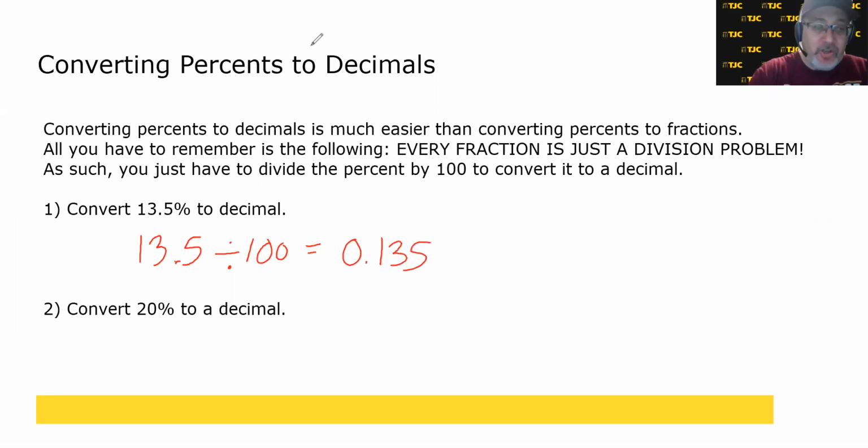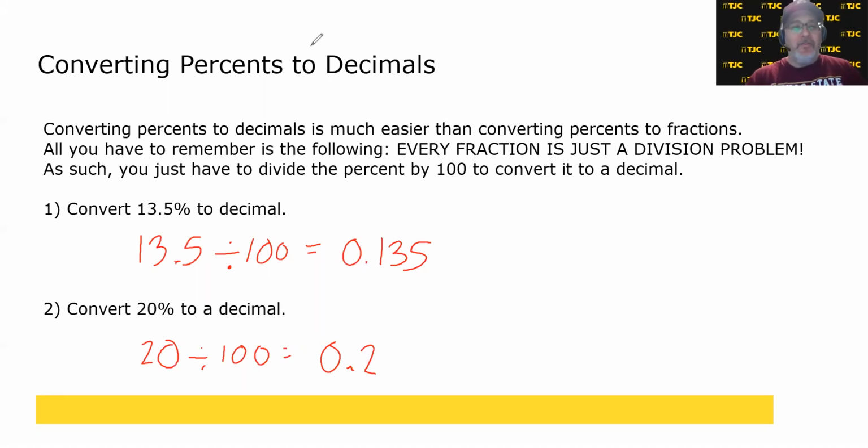Same thing with 20%. 20% means 20 per 100, which means 20 divided by 100. And if you get out the calculator of your choice, 0.2. I'm going to go ahead and, well, I'll leave it like that. Now, some of you are thinking, that's not what I was taught. What I was taught is to move a decimal 2 places to the left. And you know what? That's okay.